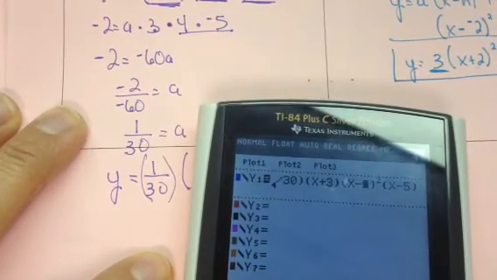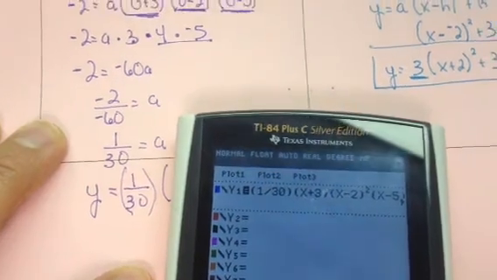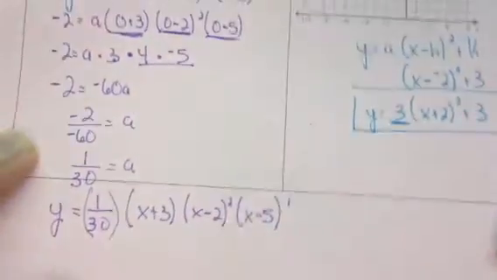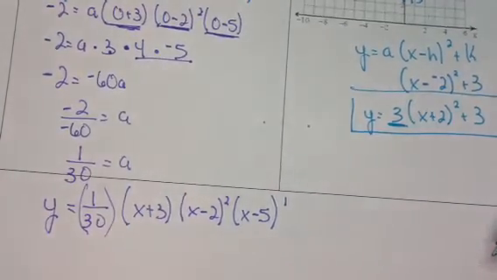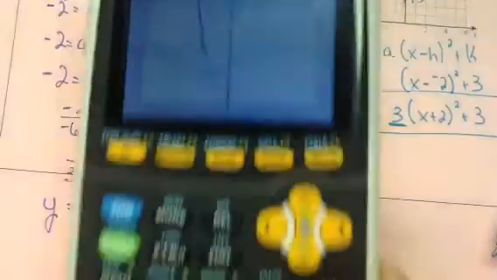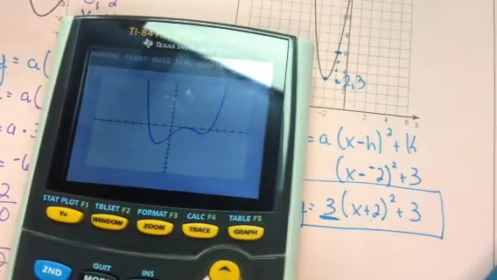So, sorry, I should have let you see that. There you can see it. And now it's in zoom 6. I'm going to graph it. I want to hide this in case it's not right. Oh, but hey, it's looking right. It looks right. Yay. It matches my picture.